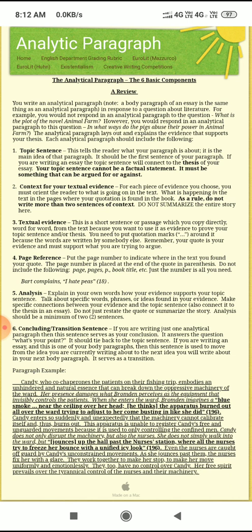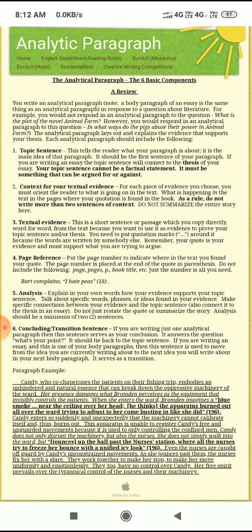It is from 196. Even the nurses are caught off guard by Candy's unconstrained, that means unforced, unstrained movements. As she jounces past them, the nurses fix her with a glare. They too have no control over Candy. Her free spirit prevails over the tyrannical control. Tyrannical means here tyrannous control of the nurses and their machinery.